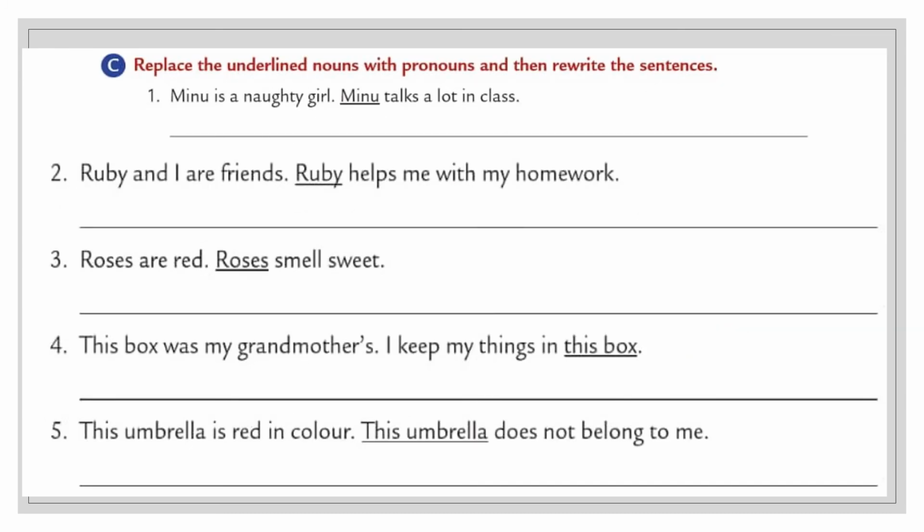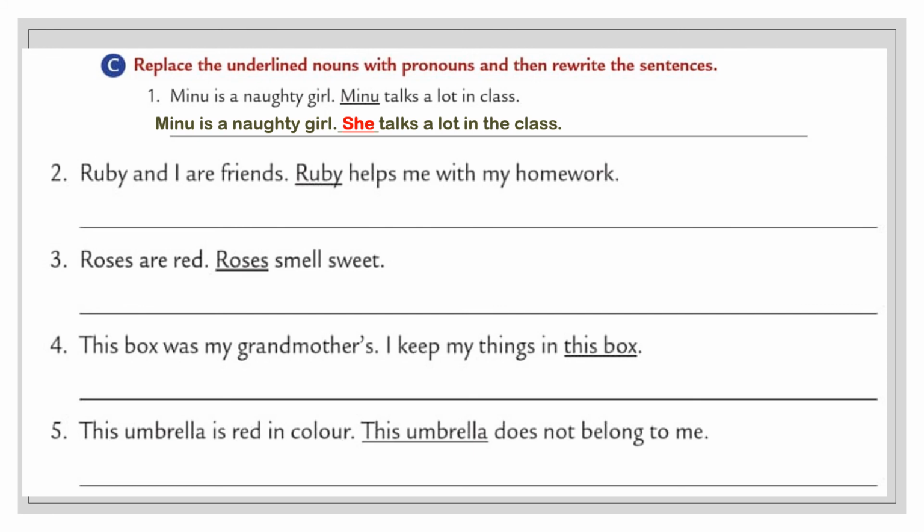Let's move to the last question for today. Question number C. Replace the underlined words with the pronouns and rewrite the sentences. It is very simple. Question number 1. Meenu is a naughty girl. Meenu talks a lot in the class. Meenu is underlined, so you have to use a pronoun in place of Meenu. So what will it be? Yes, she. So rewrite the sentence and write she instead of Meenu because Meenu is a girl.